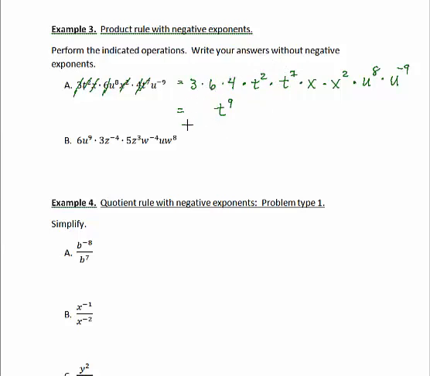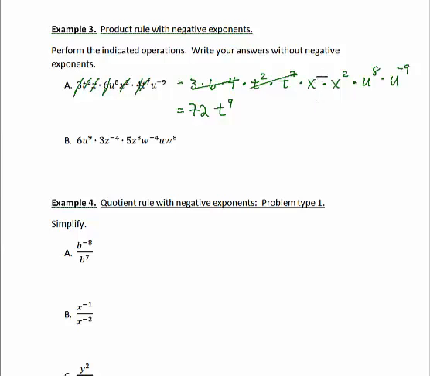3 times 6 times 4 is, let's see, 3 times 6 is 18, and then if we multiply 18 by 4, we get 40 plus 32, 72. So we've taken care of these. We've taken care of the coefficients.